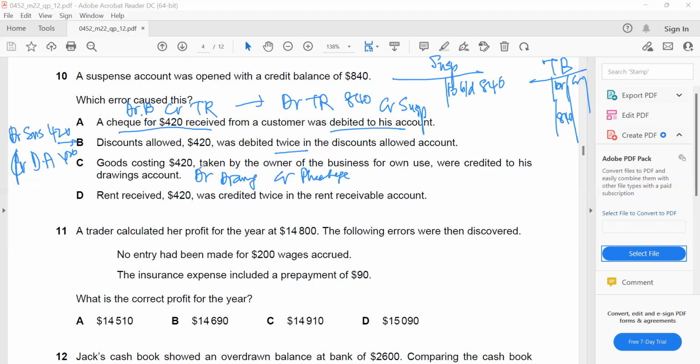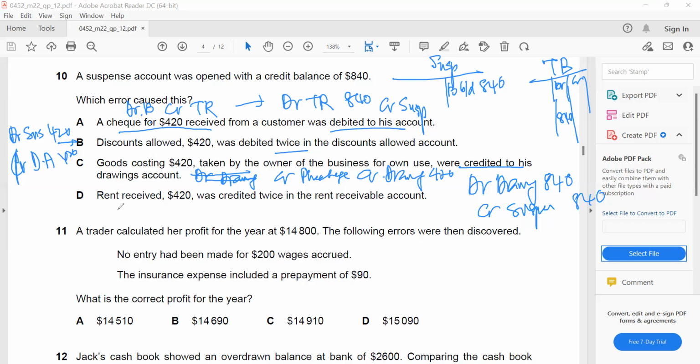Now we make a mistake. We go and credit both side drawing. When credit both side drawing, this is sitting in the credit side. I have to debit 2 times. I have to debit drawing, okay, 840, and then credit suspense 840, because they say credited to his drawing. By right should be debit. We go and credit. So now we got to reverse debit 2 times for the drawing.